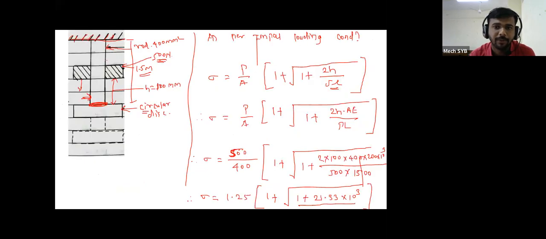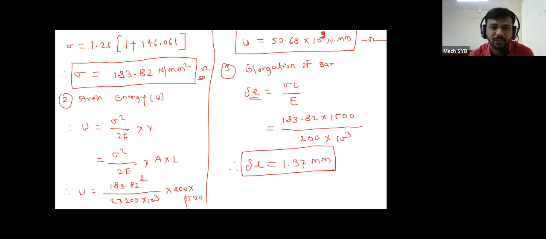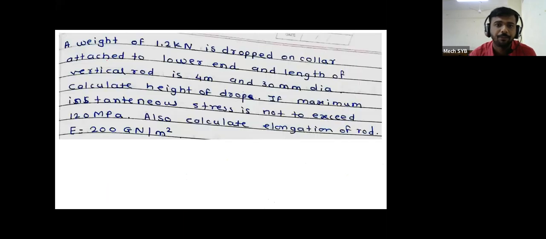Okay, I hope everyone has calculated this particular problem based on the impact loading condition, that is stress calculation, then strain energy calculation, and then elongation calculation. Okay, now another variety of problems we will solve based on this particular type. This is problem number 3.